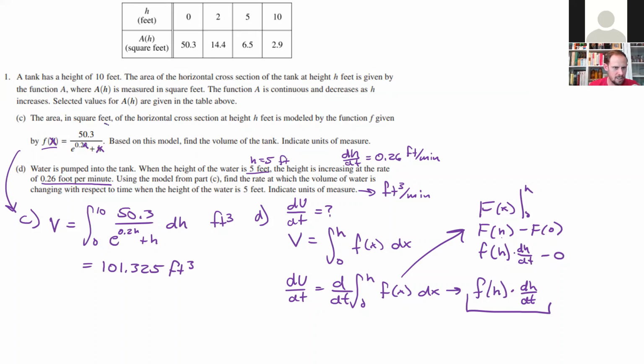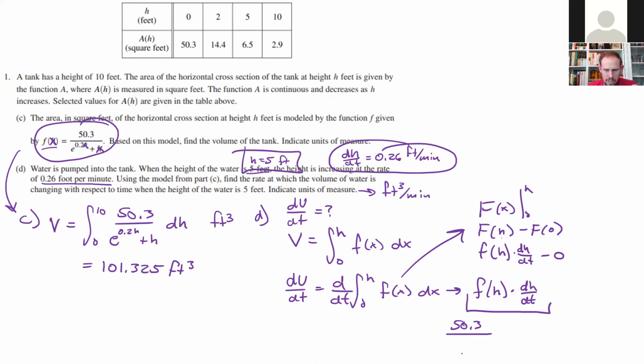Well, f of h is this function right here, and dh/dt is that value right there. So we just got to plug in. We need to do 50.3 over, and remember h is 5, over e to the 0.2 times 5 plus 5, work that out, and then times 0.26. So it's just a matter of plugging that in the calculator.